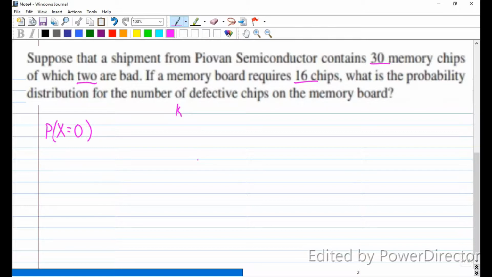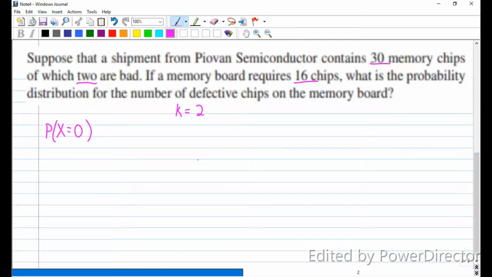Lowercase k is the total number of possible successes in the population. I guess here you could think of a success as being a defective chip. It's not really a success, but we have 2 that are bad out of the 30. So our little k here is 2.